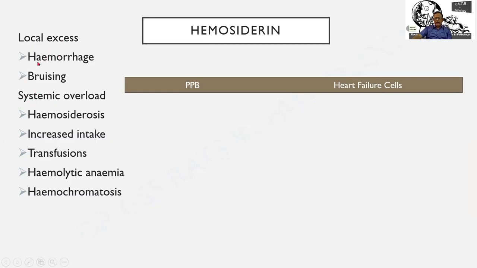The local excess, as I told you, can be because of any bruising, a hematoma or hemorrhage where there will be accumulation. Sometimes systemically, there can be an overaccumulation because of overload. Supposing a patient is being given repeated blood transfusion or you take increased intake of iron, there can be an accumulation. A disorder called hemolytic anemia, where there is too much destruction of RBCs, leads to this production. Hemochromatosis is an accumulation in the parenchymal organs.